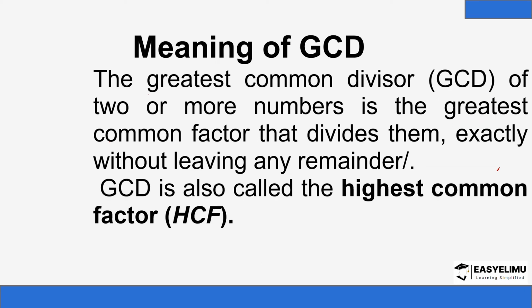So the greatest common divisor of two or more numbers is the greatest common factor that divides them exactly without leaving any remainder. And it's also called highest common factor. You can see this term. So in some other literature material, you'll be coming across GCD. Some other ones, you can also be coming across the abbreviation HCF, to mean highest common factor. So if you're asked to find HCF of two numbers, you should not get confused. It still means the GCD of the given set of numbers.